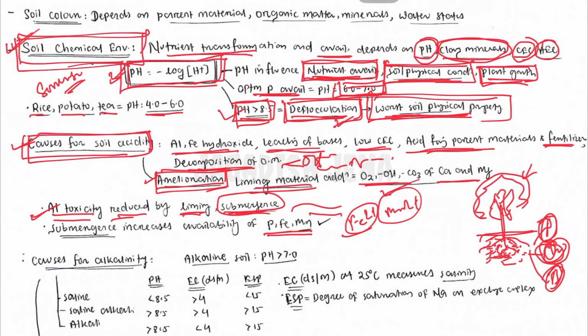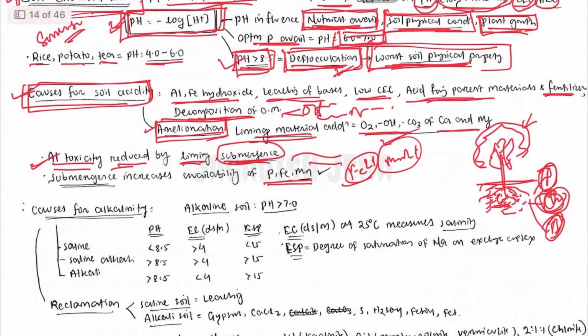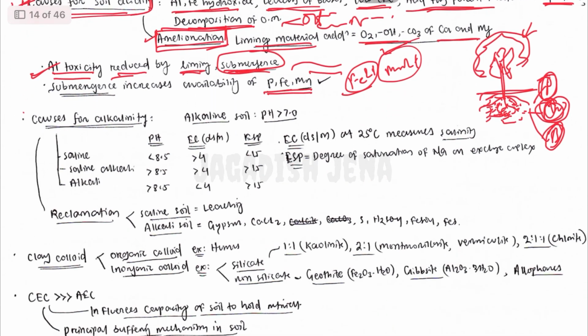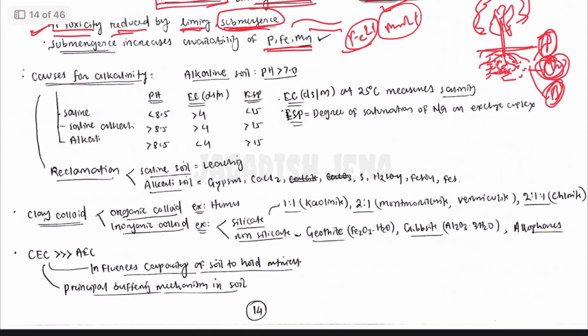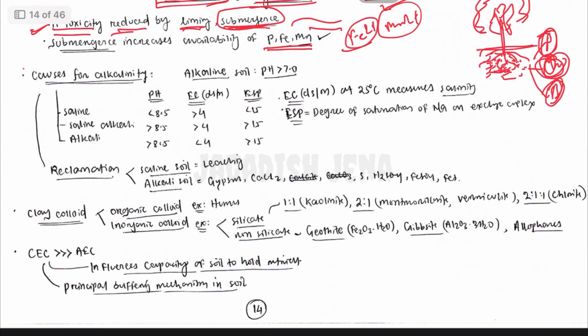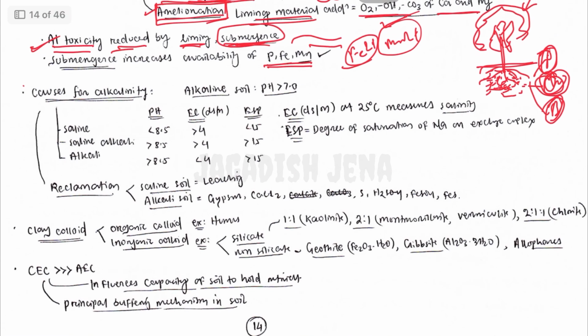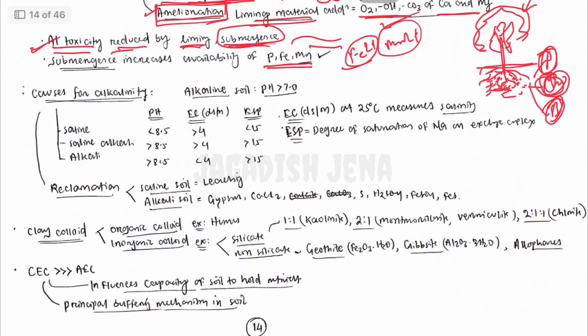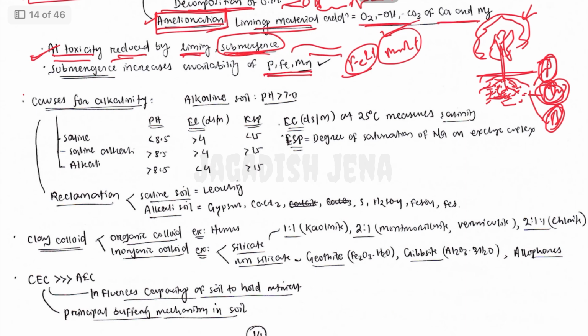From oxidized form they come to reduced form. Why do they come to reduced form? Because submergence causes a reduced environment, right? Then, that was about the acidic soil, and in detail we have discussed it in our previous lectures that we have uploaded in our channel. So you can go and check them for a detailed lecture about acidic soil and its amelioration.